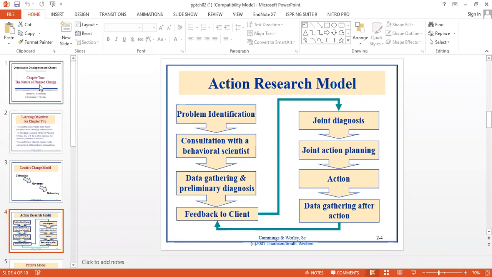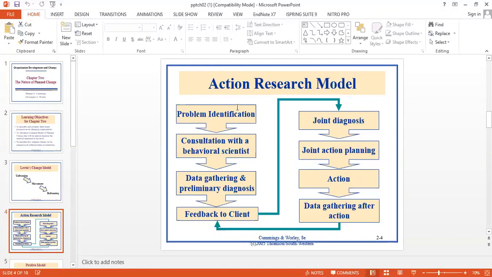The action research model is a very useful method for facilitating organizational change by collaborating with and involving the client in the entire process. Number one is the diagnostic, second is problem identification. In more studies, generally, if you look at the slides, number one is problem identification. But to put it simply, number one is the problem identification.